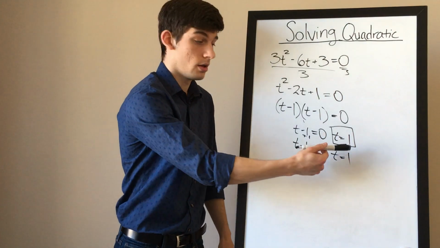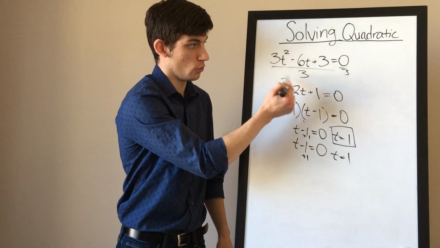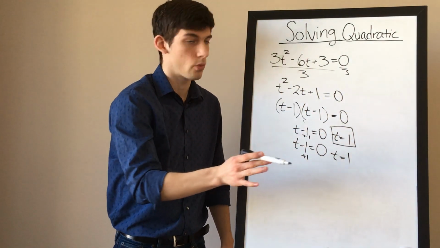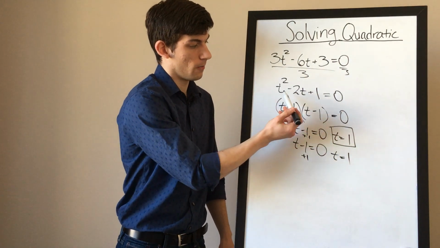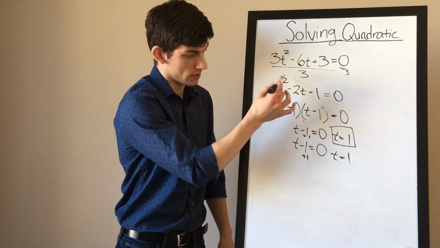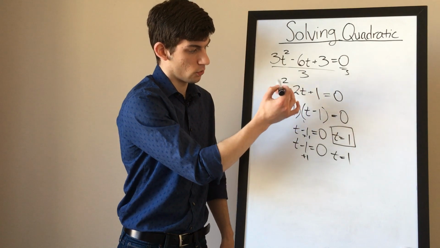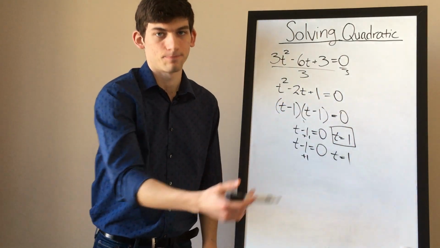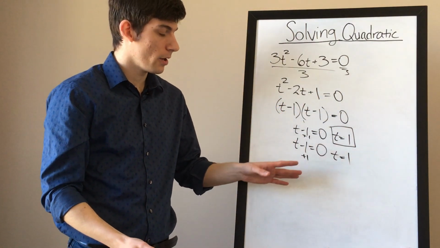Again, if you want to test it out, you can plug this back into either this one or this one. Both will work, right? We just simplified it. So if you plug 1 back into it, 1 squared, so 1 minus 2 times 1, so 1 minus 2 plus 1, 0. So there we go.